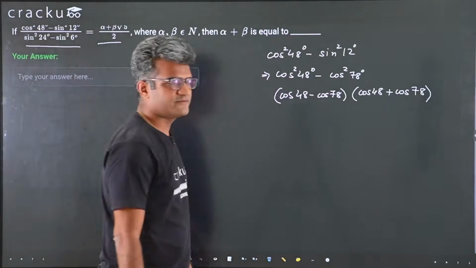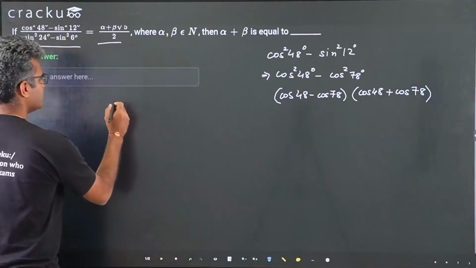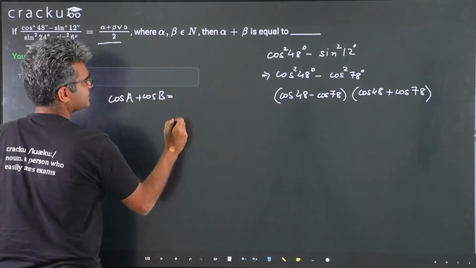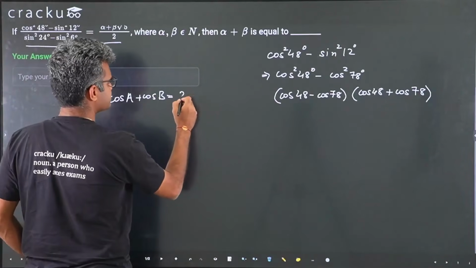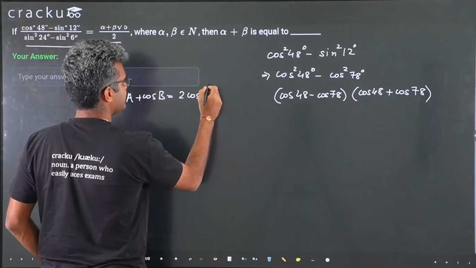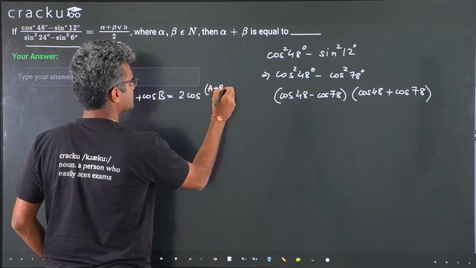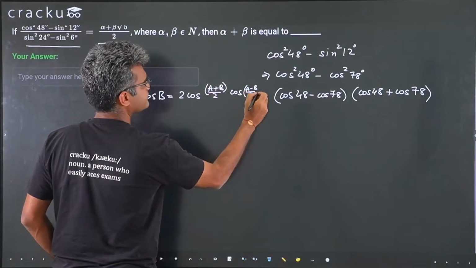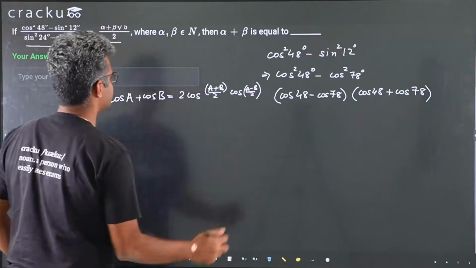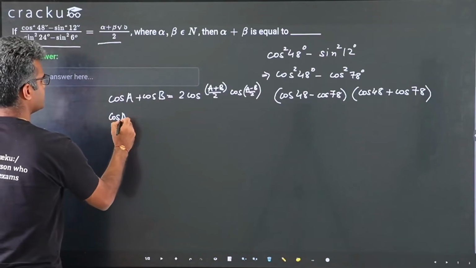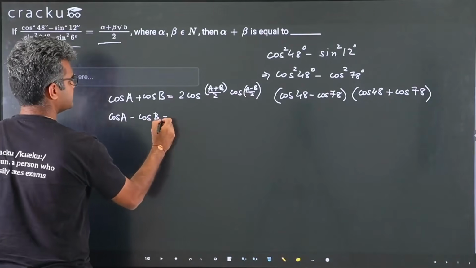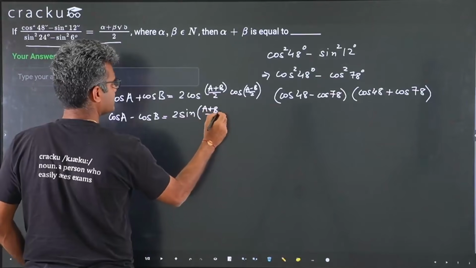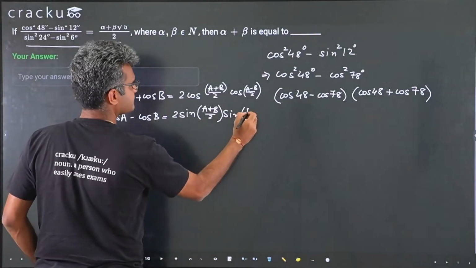Now we know the formula for cos A plus cos B. What is the value of cos A plus cos B? Cos A plus cos B is equal to 2 times cos of (A plus B) by 2 into cos of (A minus B) by 2. Similarly, what is the value of cos A minus cos B? Cos A minus cos B is equal to 2 times sine of (A plus B) by 2 into sine of (B minus A) by 2.